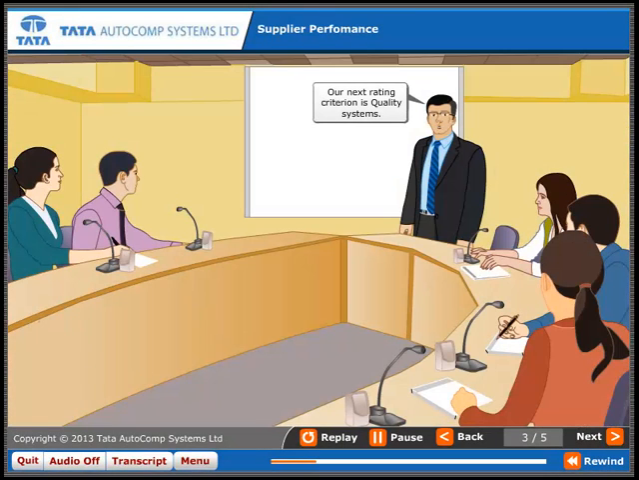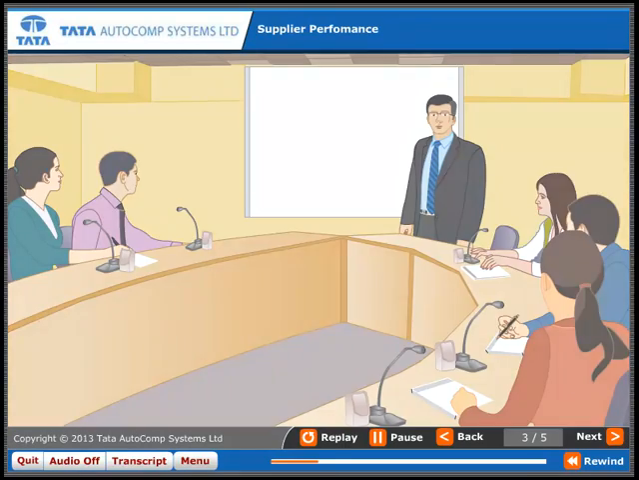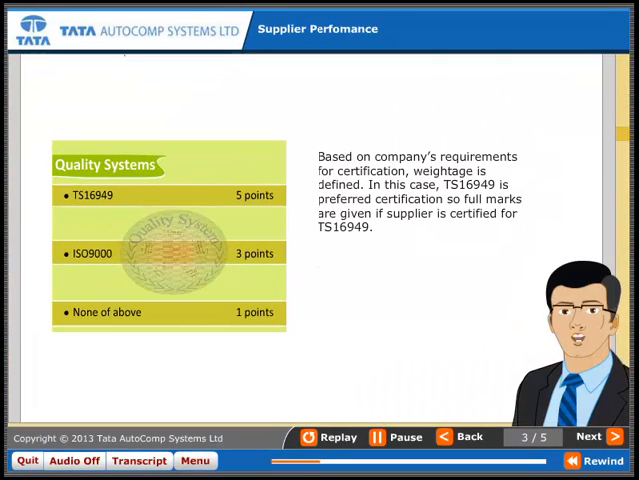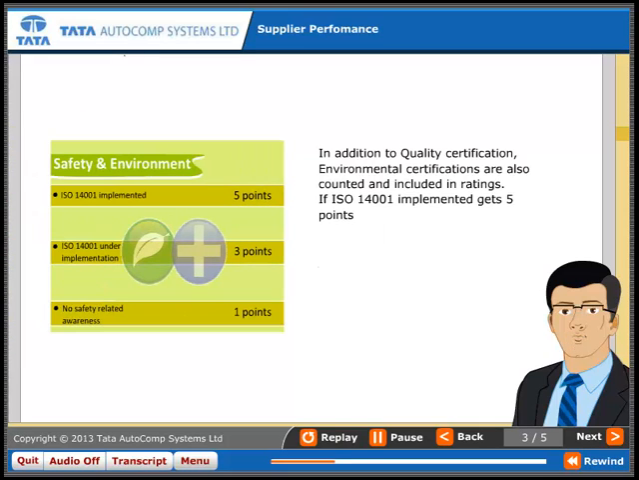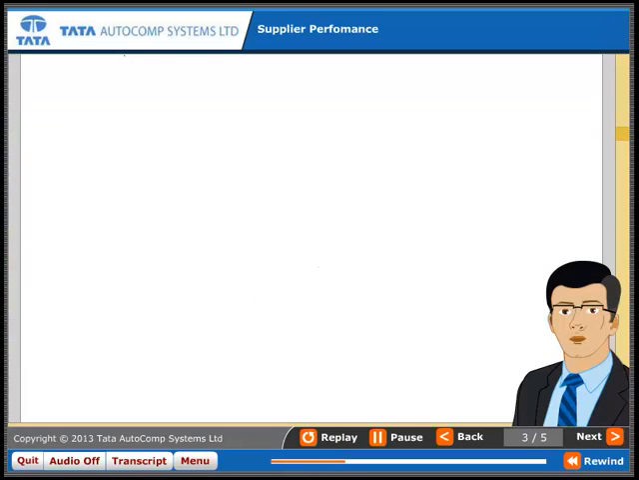Our next rating criterion is quality systems. Based on company's requirements for certification, weightage is defined. In this case, TS 16949 is the preferred certification, so full marks are given if supplier is certified for TS 16949. In addition to quality certification, environmental certifications are also counted and included in ratings. If ISO 14001 is implemented, gets 5 points.